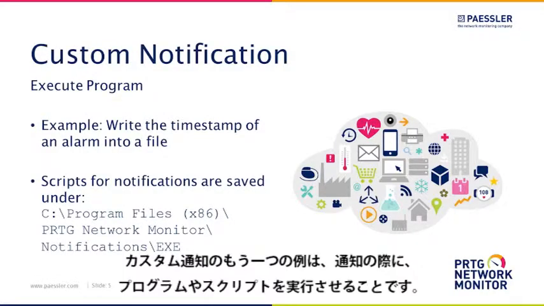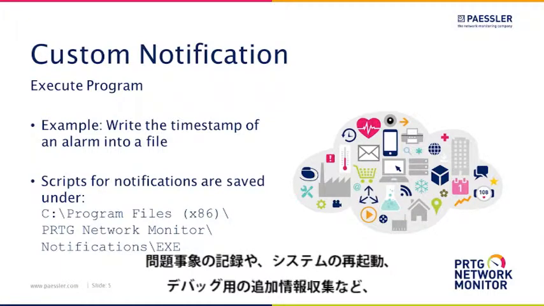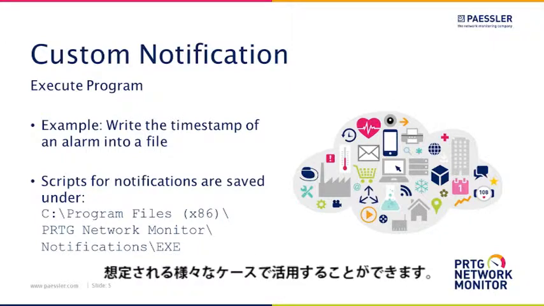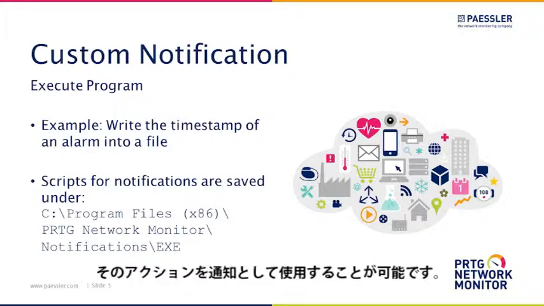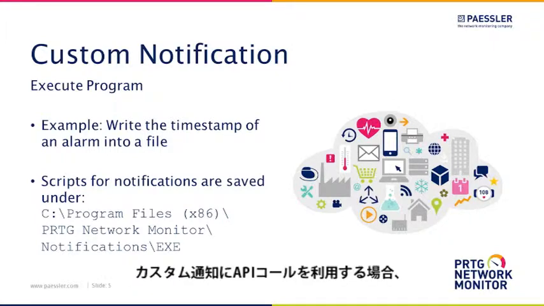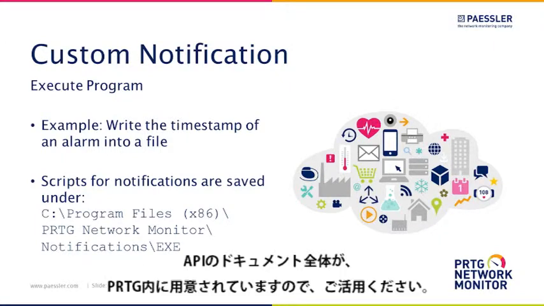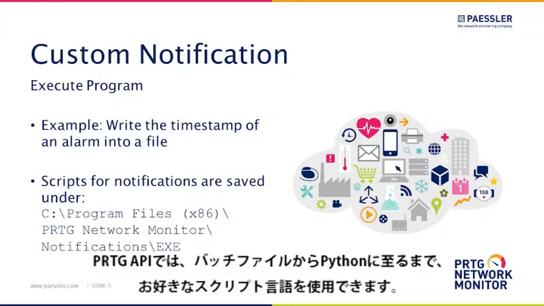Another possibility for custom notifications is to run a program or script as the notification. You can use this to document issues, to reboot systems, to collect additional information for debugging, plus anything else you can think of. Essentially, if you can write a script to perform the action, then you can use this action as a notification. If you'd like to use API calls for custom notifications, it's important to note that our entire API documentation is available inside PRTG itself, under Setup, PRTG API. You can use any scripting language that you like, from batch scripts to Python, to run a script on your PRTG system.